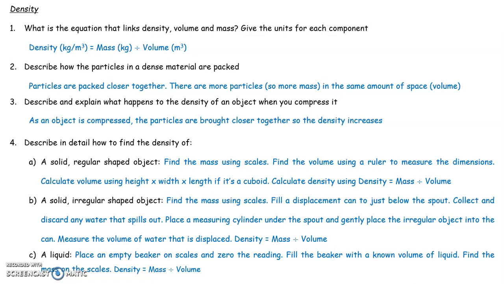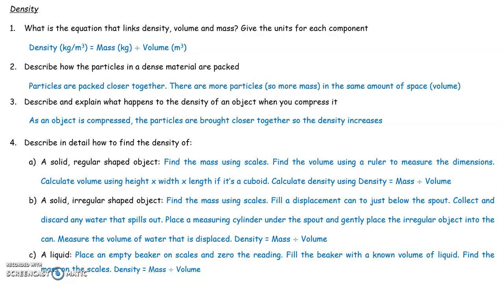How you find the mass is always the same. You always use a set of scales to find the mass in grams or kilograms. That's it. You get a mark for saying that. How you find the volume is what changes. For a solid, regular object, like cuboids, cylinders or spheres, anything where you can easily measure the dimensions, you find the mass on the set of scales and the volume using a ruler to measure the dimensions. If you have a cuboid, it's height times width times length. If you have a cylinder, it's pi r squared times height, and so on. You must then write density equals mass divided by volume.